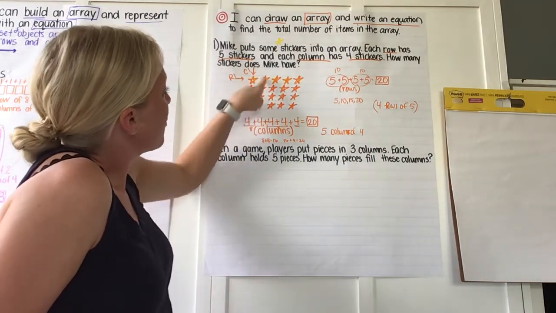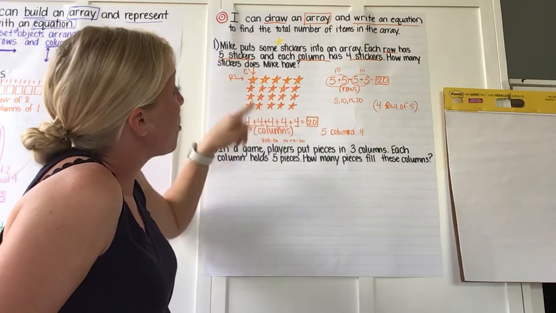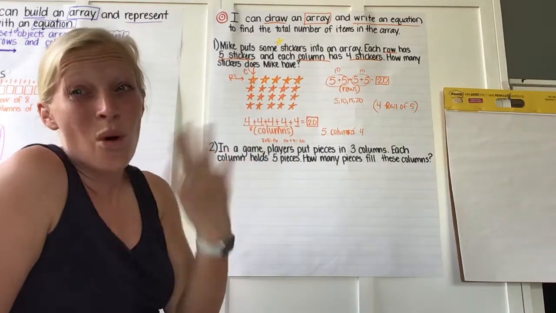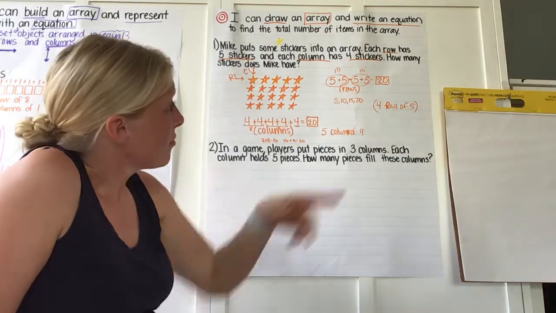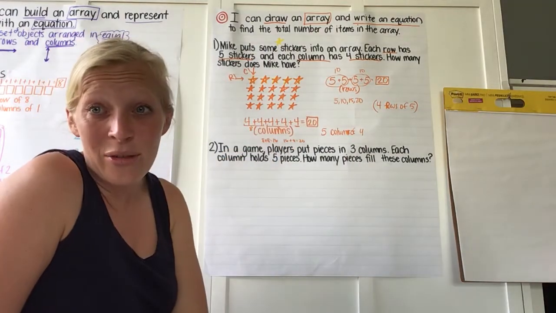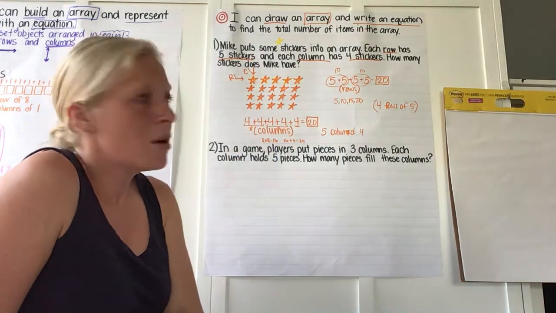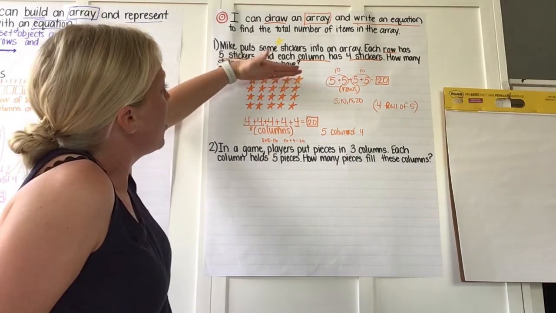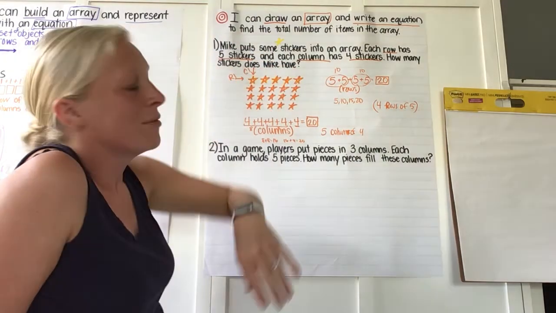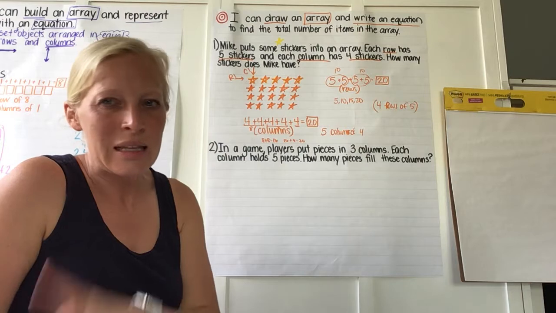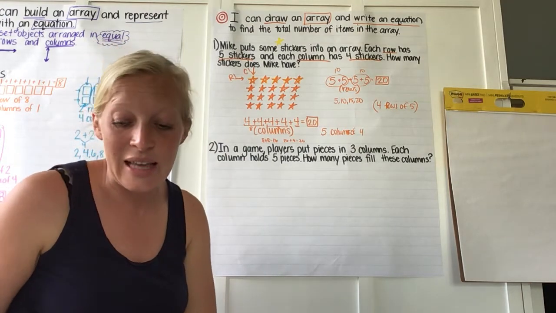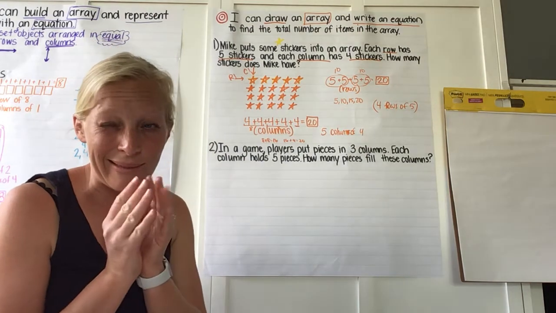4 plus 4 plus 4 plus 4 plus 4. So when we have 5 columns, we have to add that 4 5 times. But here we only had to add our 5s 4 times. 1, 2, 3, 4. They both equal 20. Let's solve our next problem and see if we see the same pattern.